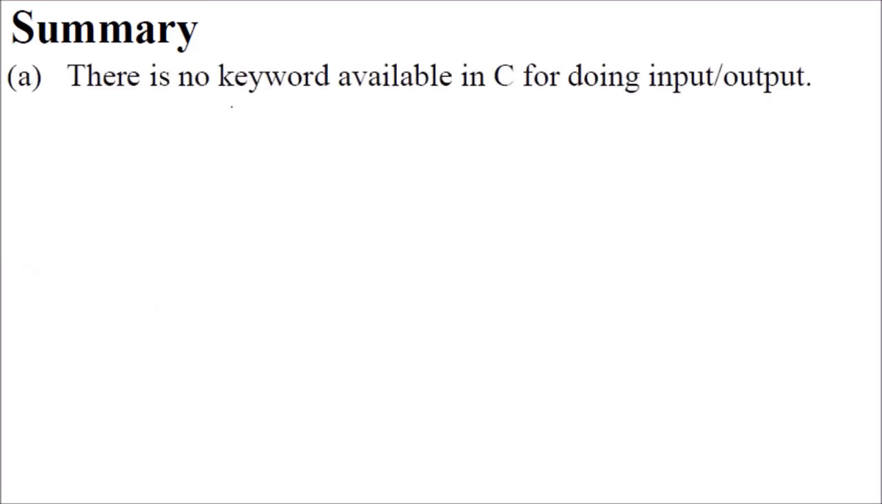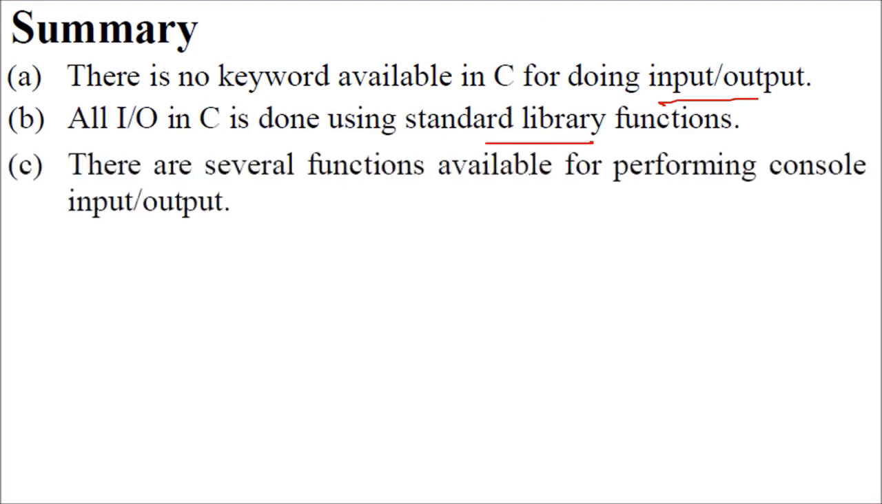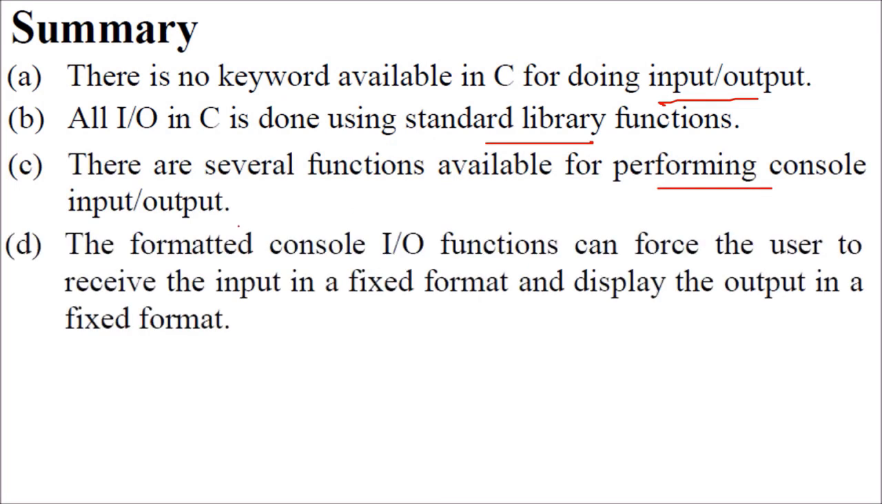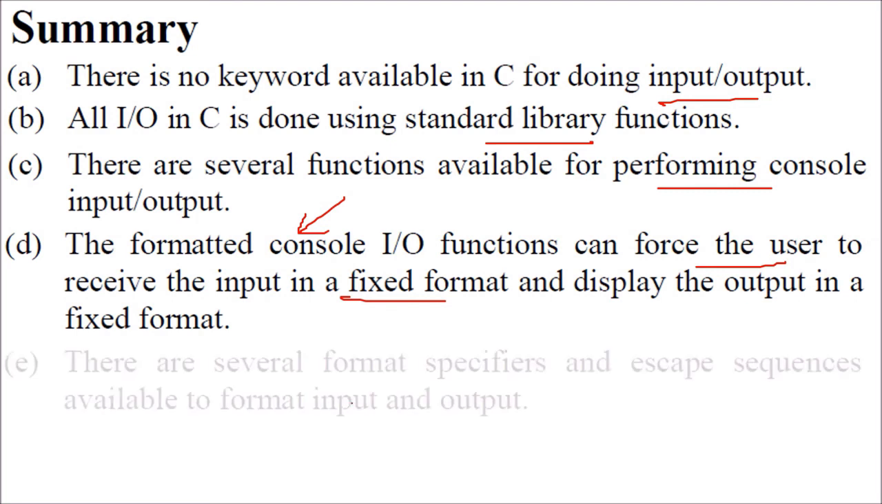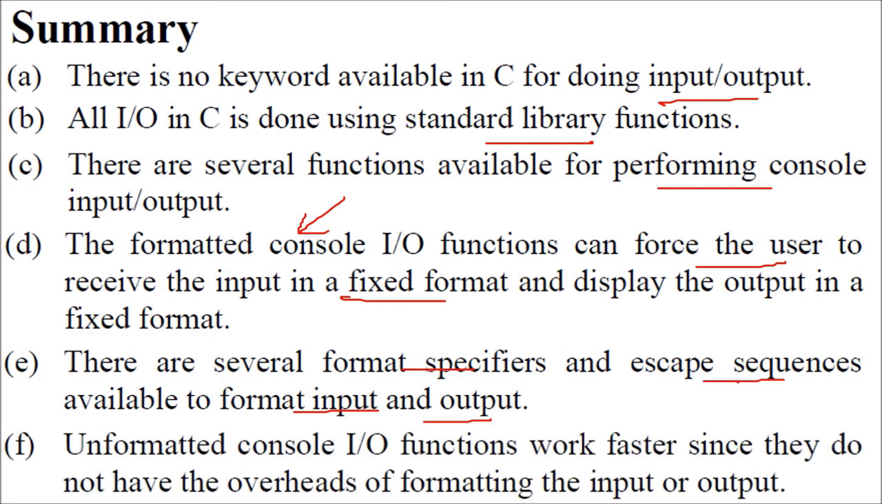Let us summarize what we have seen. There is no keyword available in C for doing input-output, and all input-output in C is done using standard library functions. There are various functions available for performing console input-output, in two partitions: formatted and unformatted. The formatted console input-output functions can force the user to receive the input in a certain fixed format, and will display also in the fixed format. There are various format specifiers and escape sequences used for formatted input and output. Unformatted console input-output functions are faster because there is no overhead taken to format.